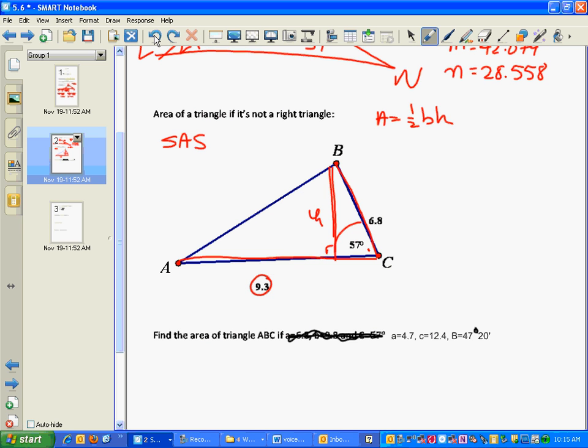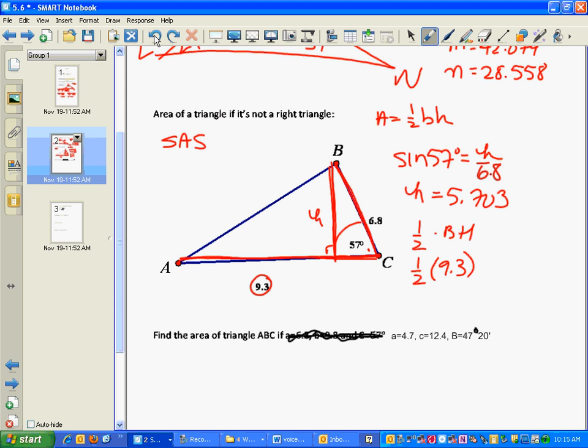So using this triangle right here, we can say then that the sine of 57 degrees is equal to h over 66.8, and that gives me that my height is 5.703, if my math is right. And now, if my area formula is base times height, the base that we have to use is what we drew the altitude down to, which is side length AC. So we're going to say 1/2 of 9.3 times the height that we found, 5.703, which I think is 26.519 square units. Okay.